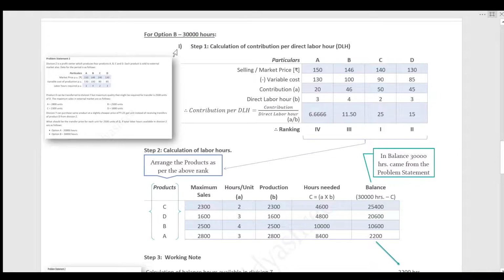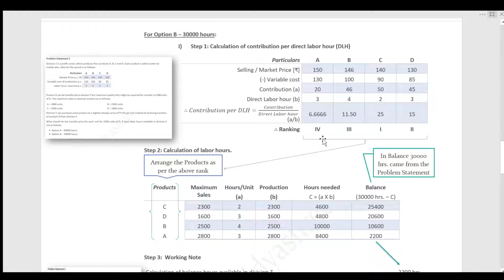Well, now let's see another option B, that is for 30,000 hours. So till now we have discussed option A, 20,000 hours. So now let's discuss this. Under this also you have to work out 4 steps, similar 4 steps. Well, the first step remains the same as it is with option A. So either you can skip this particular step and directly move on to step 2, or you can start from the first. Well, step 1, the same thing, contribution per direct labor hour. Nothing is going to change. So you just calculate the contribution and the direct labor hour. The same value you will get for contribution per direct labor hour, and the same ranking you will get.